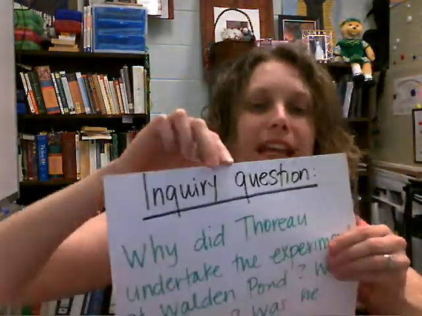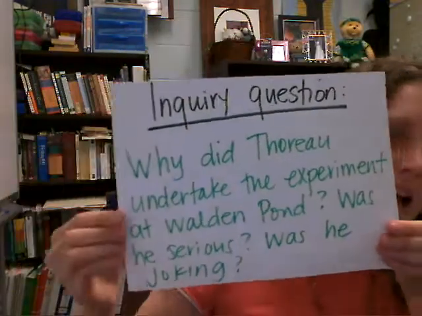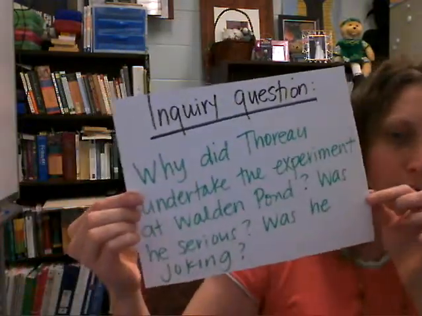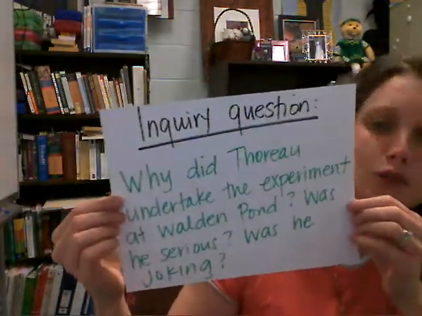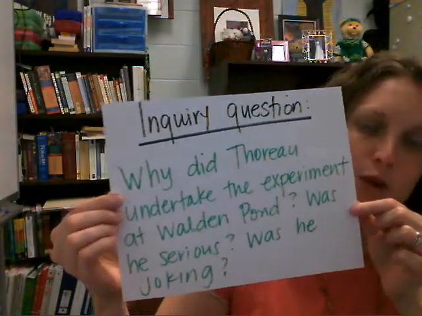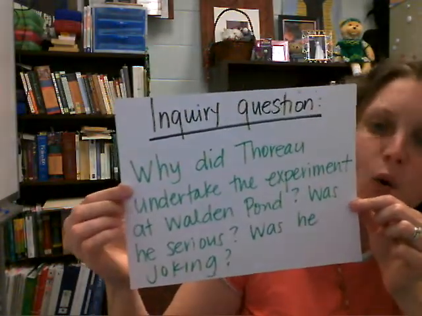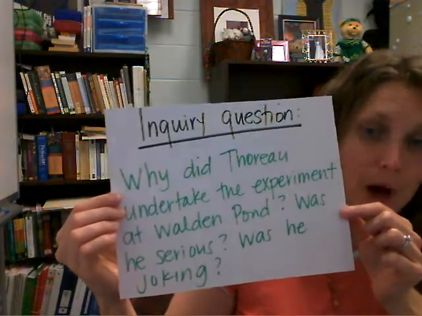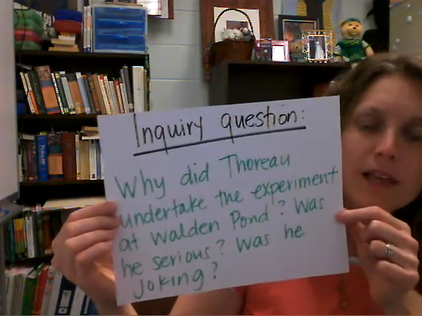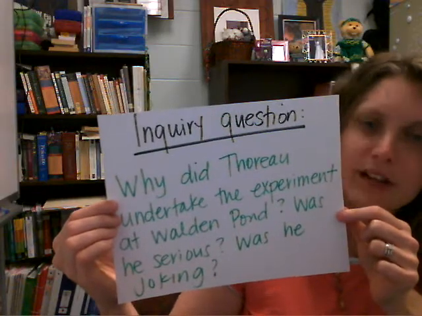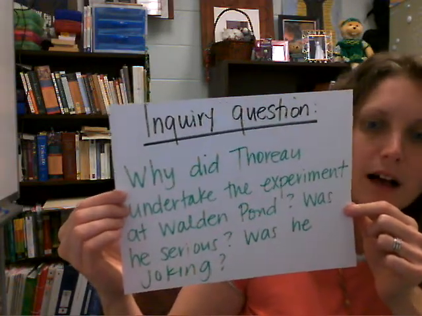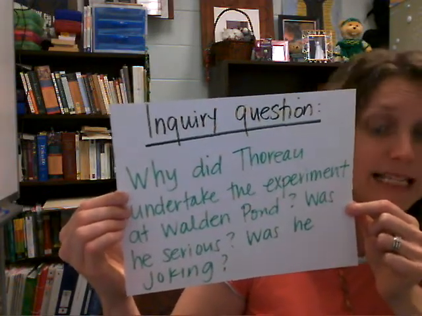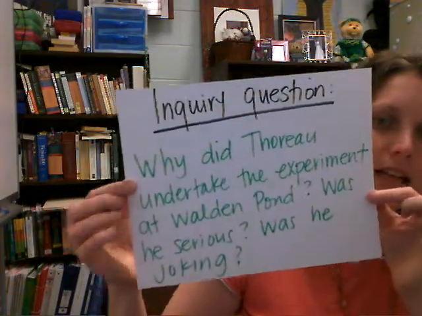Here's an example of an inquiry question. And I picked Henry David Thoreau because we're going to be reading him first in the Transcendentalist section of the course. And let's look at this question. Why did Thoreau undertake the experiment at Walden Pond? So pretty much, why did he go to Walden Pond and live there in seclusion for 2 years? Was he serious? Was he joking?